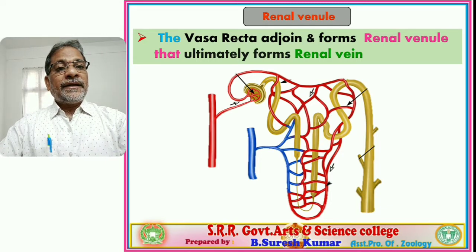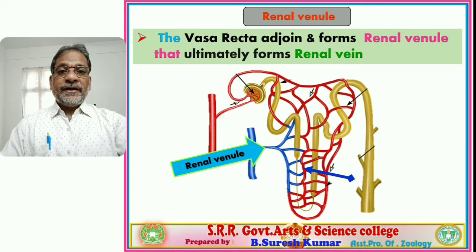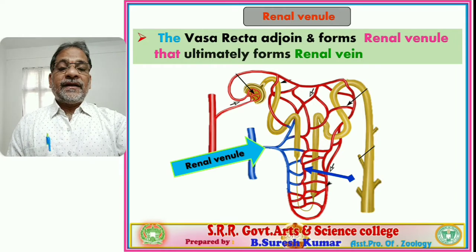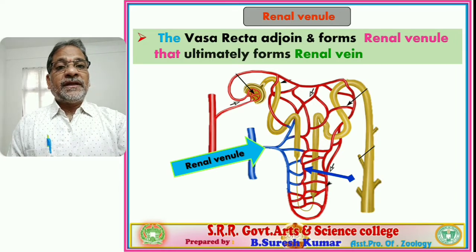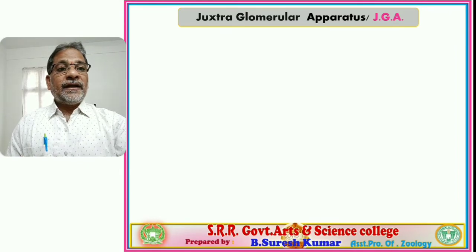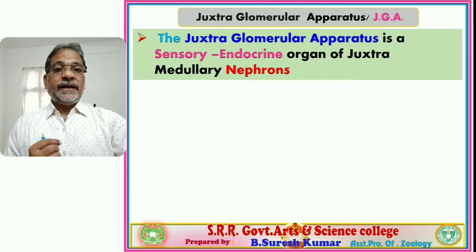All the capillaries present on the vasa recta merge with each other and ultimately form a major vessel that is called the renal venule. So all the renal venules of different nephrons join with each other and ultimately form the renal vein that comes out from the kidney. So the renal vein collects deoxygenated blood from the kidney.